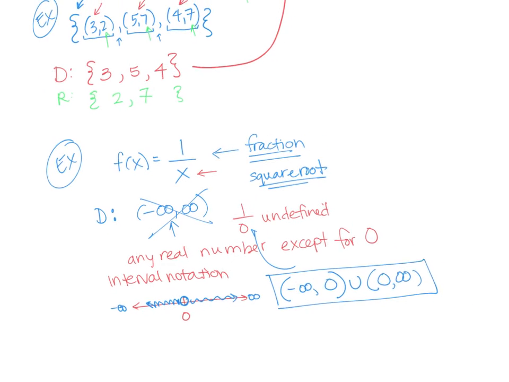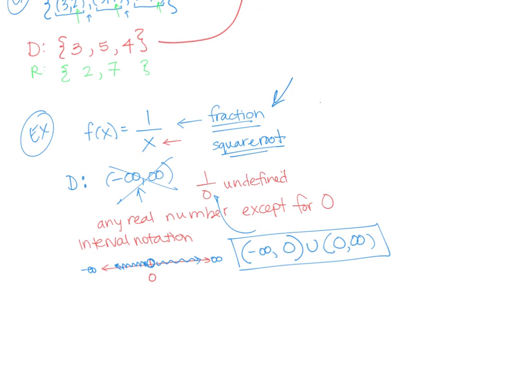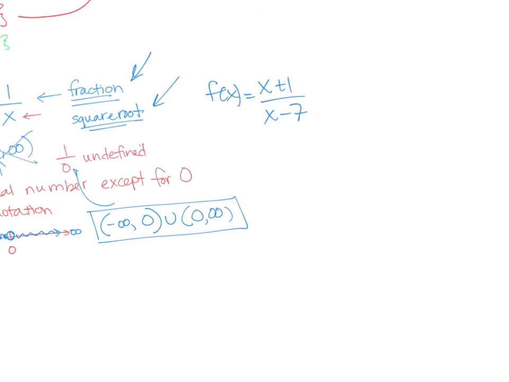Again, the only time we have problems is if you have a fraction or a square root. Another example that a classmate had was if you have f of x equals x plus 1 over x minus 7 or something like that. For a fraction, we don't want 0 in the denominator. So x minus 7 is equal to 0. Let's add 7, when x equals 7. So this would be a bad x.